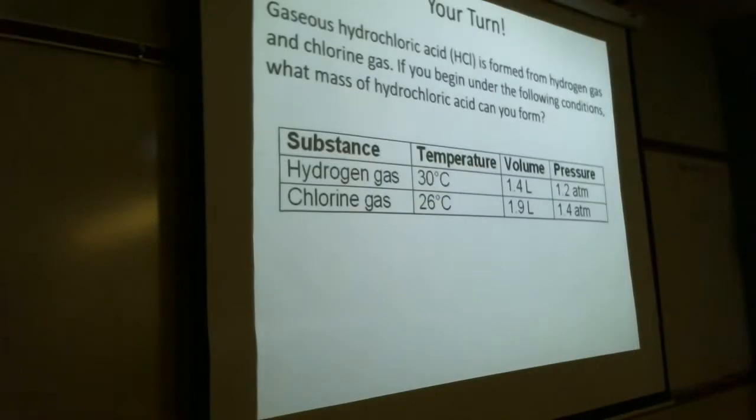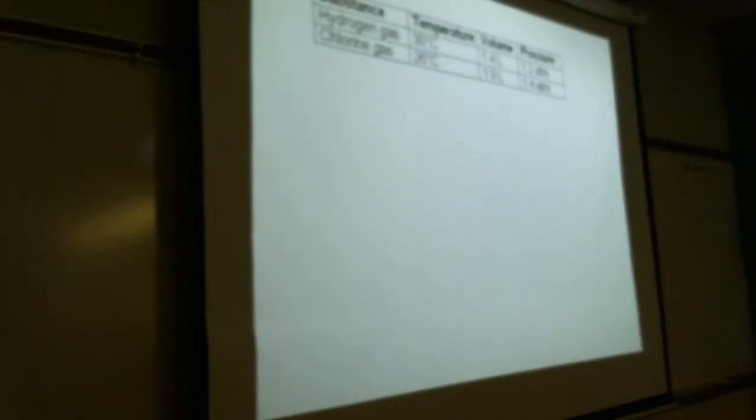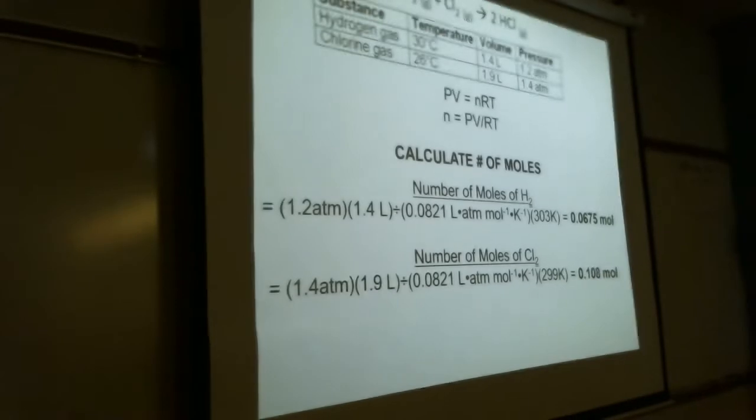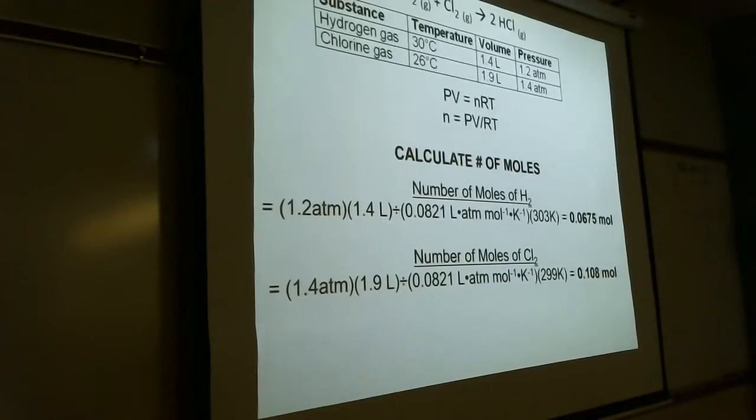All right, let's look at this one. So we have to first write a balanced equation, right? Hydrogen and chlorine gases are both diatomic. So we calculate number of moles for each one of these. 0.0675 and 0.108 is what I got. Did you get something similar for number of moles?